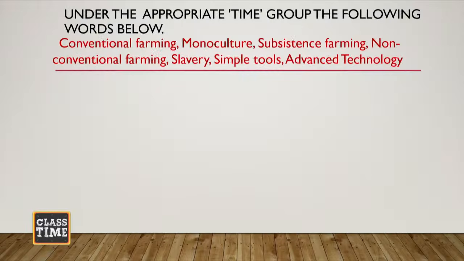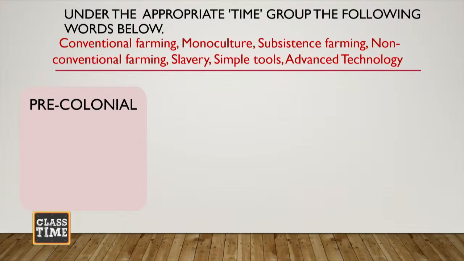Okay, Ruth Ann, let's look at this one. Under the appropriate time, group the following words below. These words are conventional farming, monoculture, subsistence farming, non-conventional farming, slavery, simple tools, and advanced technology. Let's see if Tanisha Montgomery was listening. Let's go.